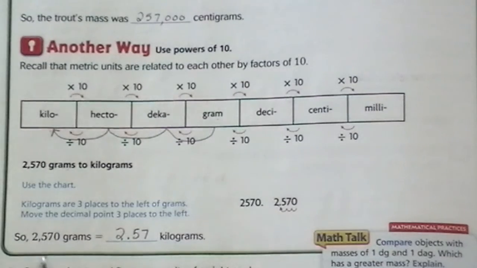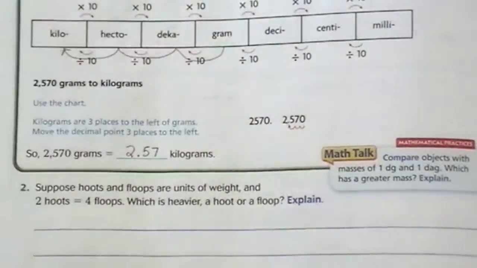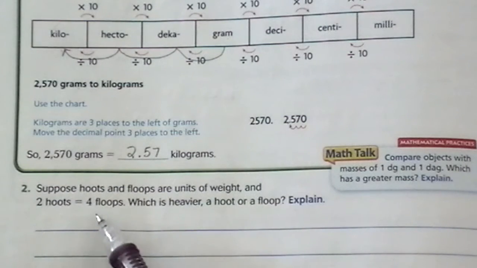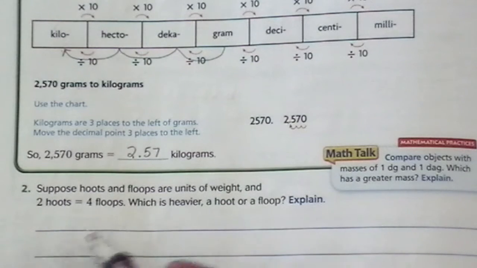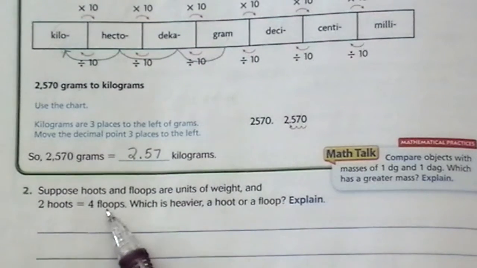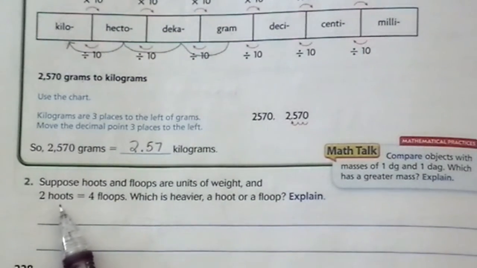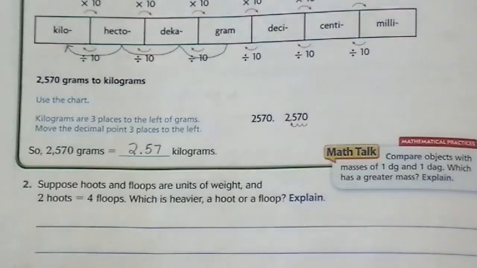All right, let's look at number 2. I'm going to have to slide the book up here a little bit so you guys can see. Suppose hoots and floops are units of weight, and 2 hoots equals 4 floops. Which is heavier, a hoot or a floop? Oh boy. Well, if 2 hoots equal 4 floops, well then hoots would be heavier because it takes less of them to make 4 floops.